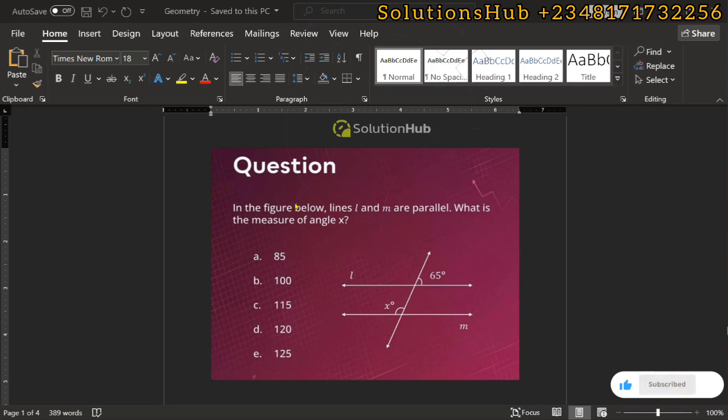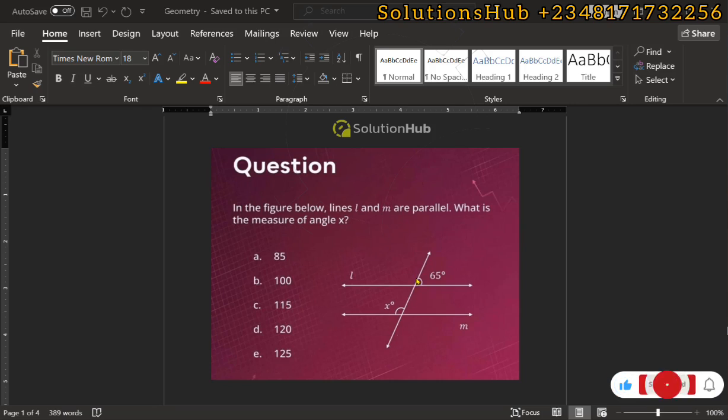So we have a figure that has two lines that are parallel. That's this line L and this line M, and then they want us to find the measure of the angle X. If you look at this figure, you are going to see that line L and line M are parallel. However, there is another line that is a transversal to the two parallel lines, and then there is definitely an intersection, right?